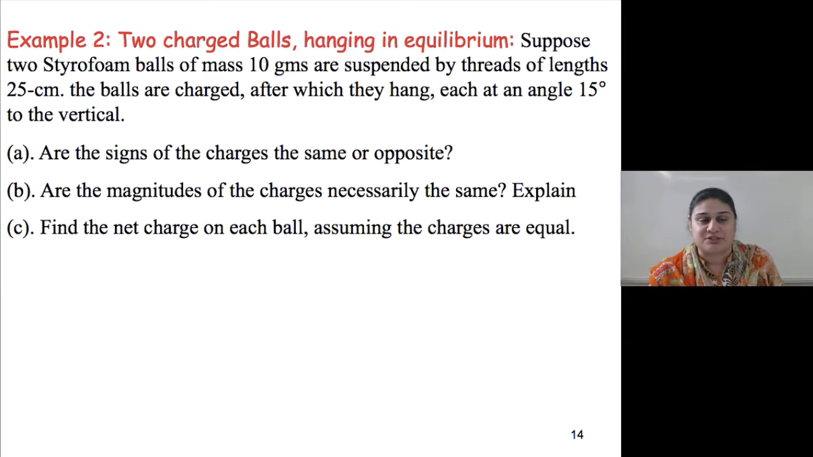So here are the questions. Are the signs of the charges the same, or are they opposite? Are the magnitudes of the charges necessarily the same? Explain. And find the net charge on each ball, assuming that the charges are equal.